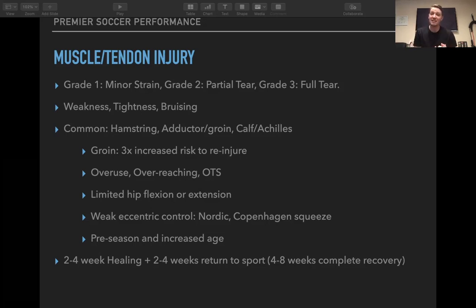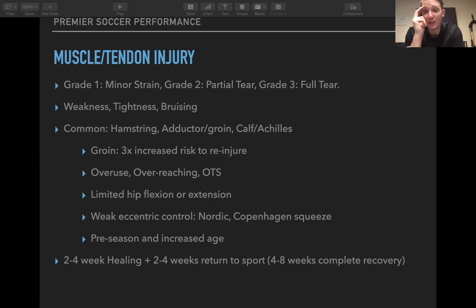So that's where you're going to see a lot of exercises in soccer called the Nordic hamstring curls or the Copenhagen ball squeeze, right? Those two eccentric exercises are going to prepare someone physically for eliminating strains. Okay? The preseason time frame is the most common time frame to have these strain injuries because you see programs that ramp people up too quickly and cause injuries right before season happens.